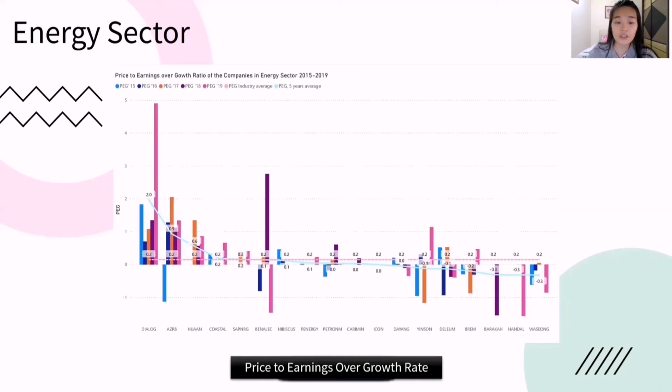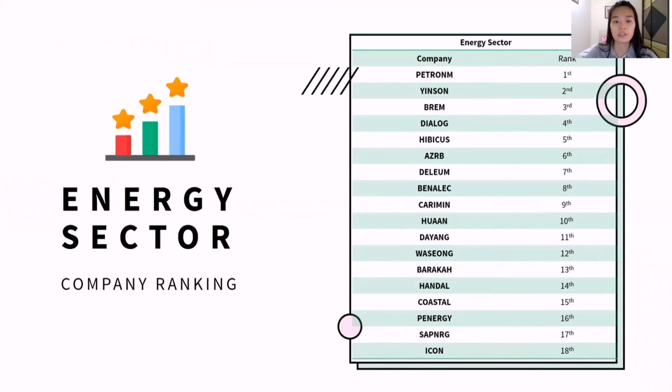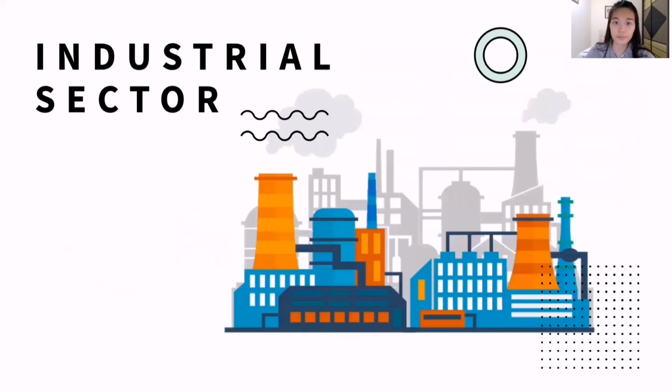For the price to earnings over 5 years growth rate, a ratio less than 1 is considered good. Based on the graph, we can know that SRB has the closest PEG ratio to 1.0, which is 0.9. From the ratio analysis, we can conclude the ranking of the companies' performance in the energy sector as shown in the table. The first one is Petron, followed by Yinsen, Brent, Dalot, Hibiscus, SRP, Irian, Benelec, Caribbean, Huaan, Dayang, Waisheng, Parakan, Honda, Quarter, Energy, Sabra Energy, and Icon.